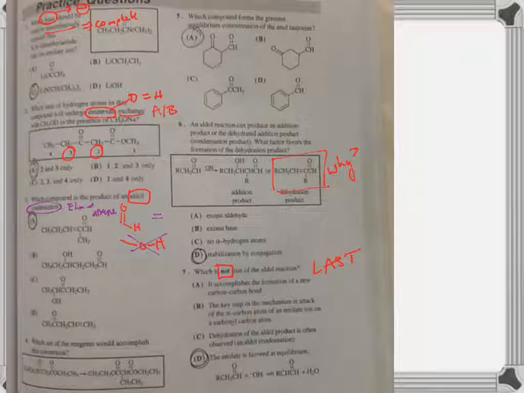And now that I've read everything, I'd go back through. Okay, that acid-base one, I know my acids and bases. I said 2 and 3 were acidic. Answer is A.